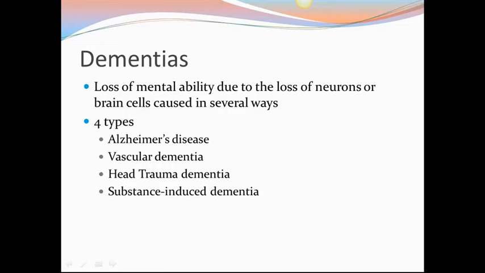Dementia is a loss of mental ability due to the loss of neurons in the brain cells, caused in several ways. There are 4 major types of dementias. There's Alzheimer's disease, vascular dementia, head trauma dementia, and substance-induced dementia.